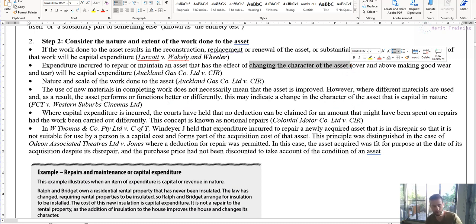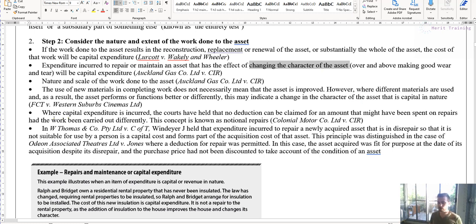Like I could use iron instead of steel and so forth, as long as it does the same job. But if this new material is this new polymer carbon fiber, which improves cooling costs, saves our electricity and makes the wine taste better, that would be changing the character of it. That would be capital. And then where capital expenditure is incurred, the courts have held no deduction can be claimed for an amount that might have been spent on repairs had the work been carried out differently.